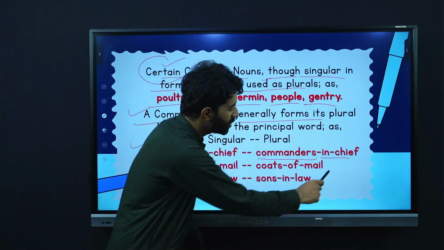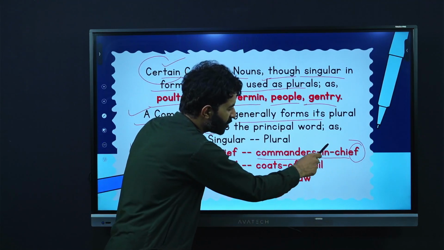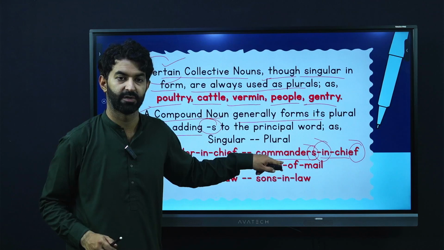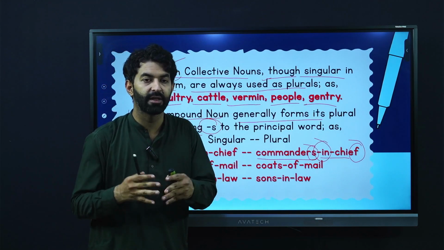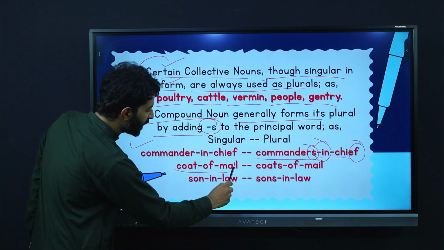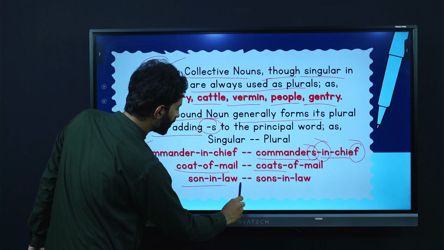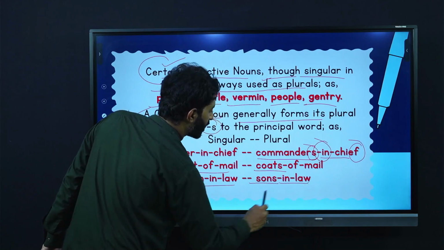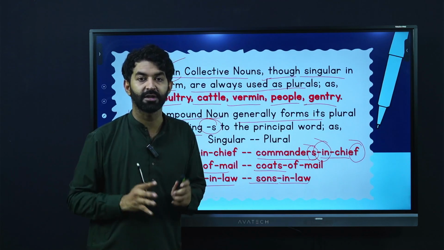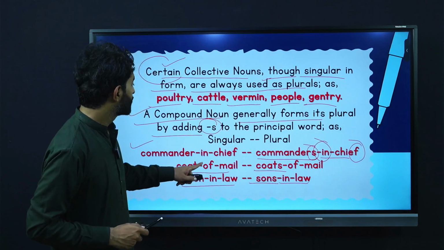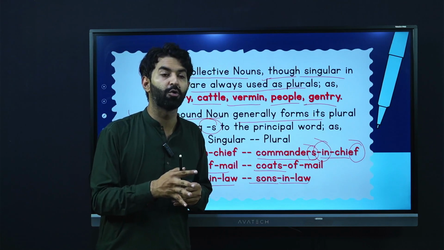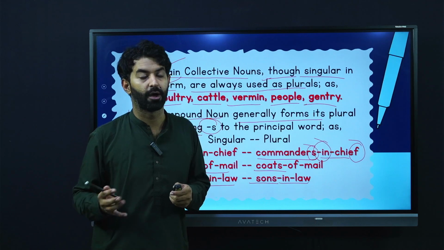You don't need to convert this into plural. You don't need to add anything into it. You just add s with the first word. You just add s and that will do the work. You don't need to add anything extra. Coat of mail will be coats of mail. Son-in-law will be sons-in-law, not sons in laws. Just sons and then leave the rest of the word on its own. So this is when you want to convert your singular compound noun into a plural compound noun.